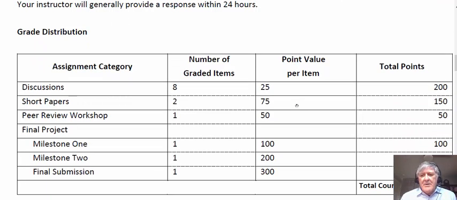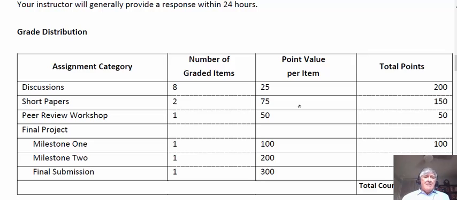I think it's always important when we begin a course to look at the overview of the grade distribution, how you will earn the grade for this class. We have discussions every week. There's 8 discussions. They equal 20 points in total. That means each discussion is 2.5% of the final grade. Just a note, discussions are always due in the initial post by Thursday, end of day.